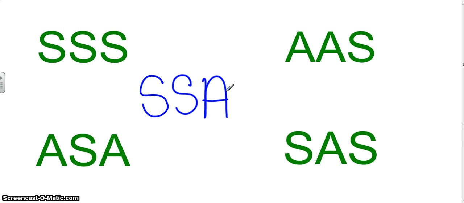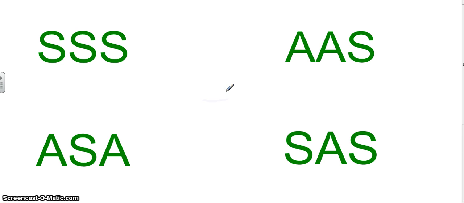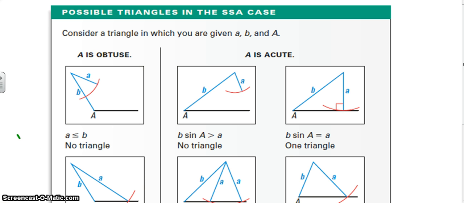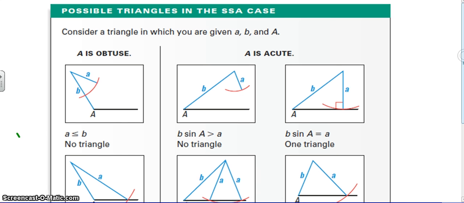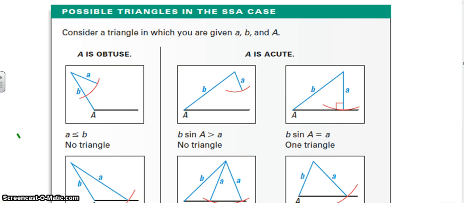because that is not a theorem to prove that triangles are congruent. That is not a theorem to show triangles are congruent, and I'm going to show you why. Here we have the possible triangles in the SSA case. So consider a triangle in which you are given A, B, and angle A.